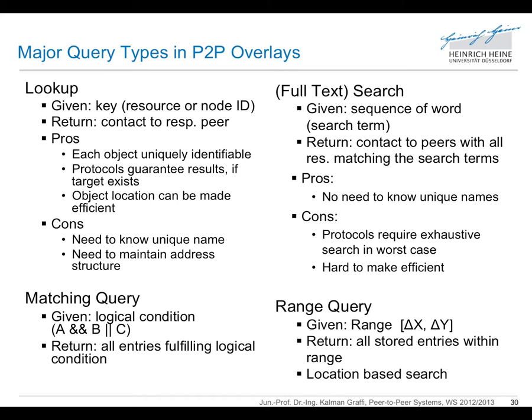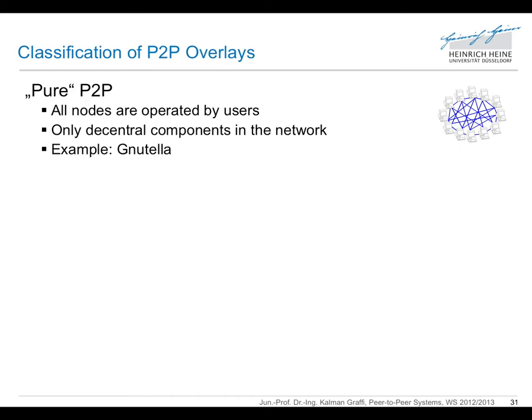That's also supported. Okay, some classifications of peer-to-peer overlays. So what kind of classes exist there? Just to know the terms. There are pure peer-to-peer overlays where you have basically just normal clients, just normal peers, all decentralized, no external elements.